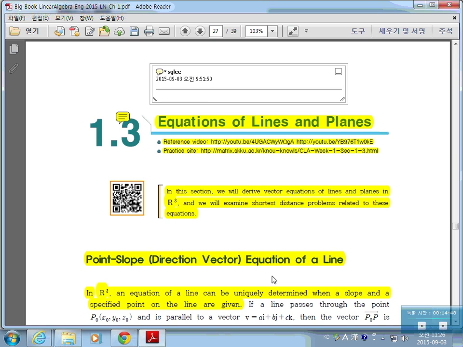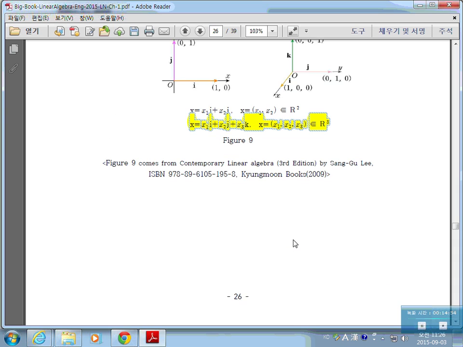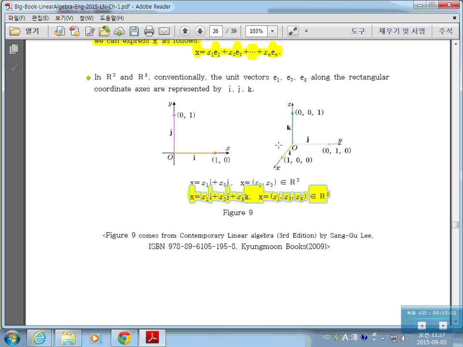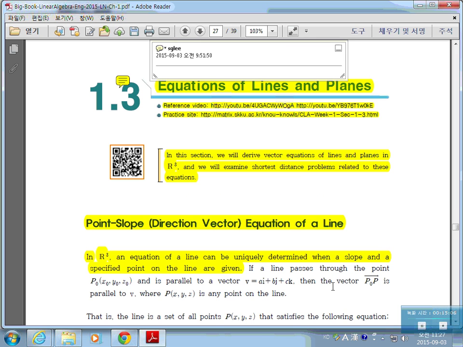Okay, so I think that's what counts. That's the end of section 1.2, which deals with inner product and orthogonality and linear combinations. Okay, any questions on section 1.2?